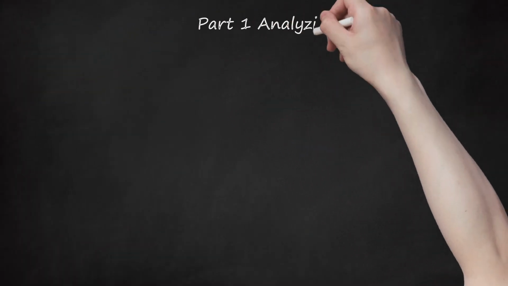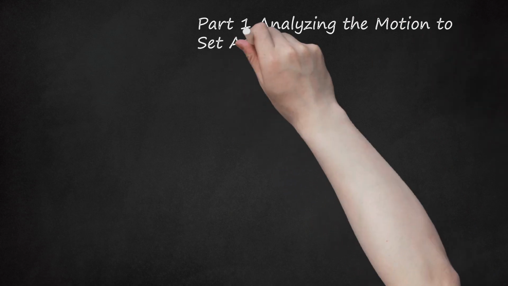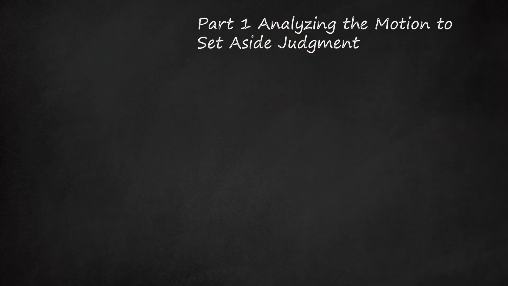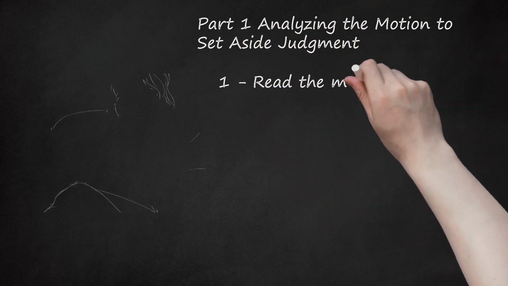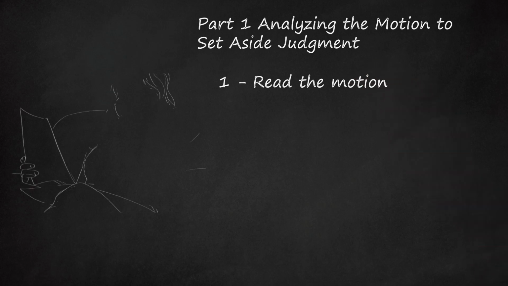Part 1: Analyzing the motion to set aside judgment. 1. Read the motion. The person filing the motion should send you a copy. If you had a lawyer during the lawsuit, then the copy will probably be sent to your lawyer. Once you get a copy, you should sit down and read it.